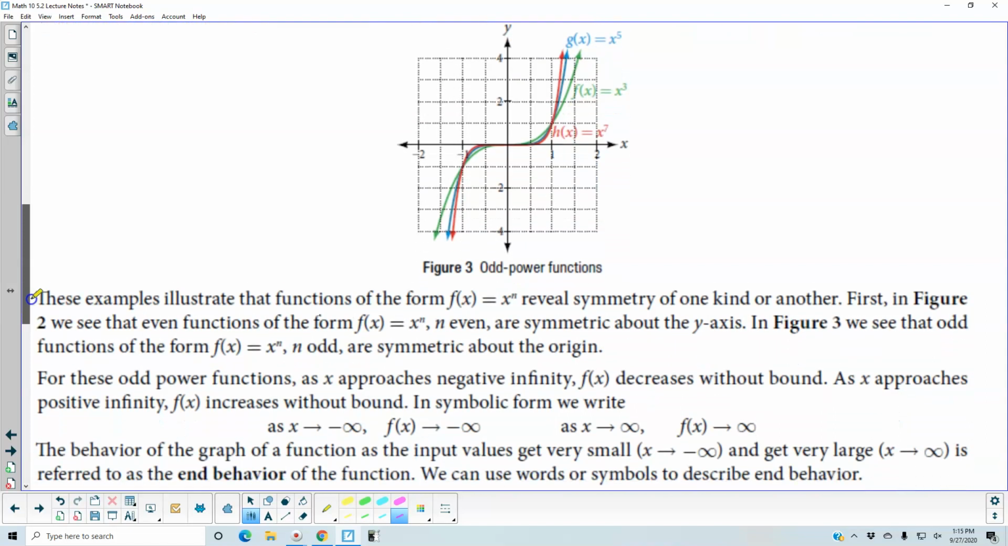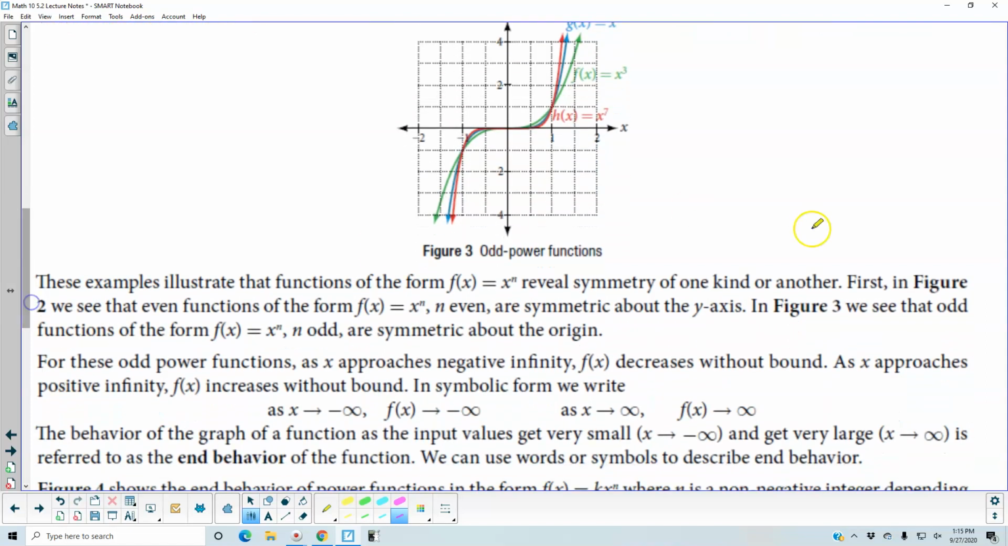Now, if we take a look at figure 3, we see that the odd functions of the form f of x equals x to the n power, when the power n is odd, are symmetric about the origin. So if we look at the origin, and if we rotate around the origin, we can see that it would be symmetric about the origin.